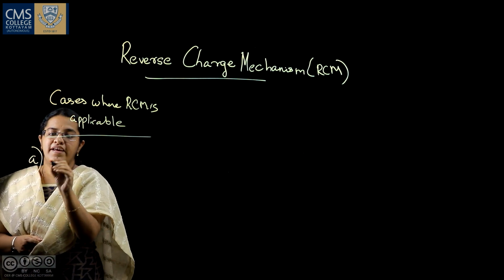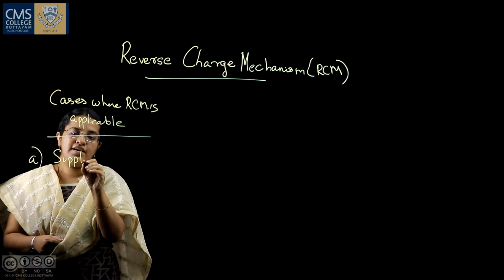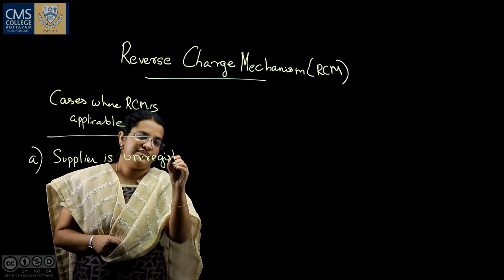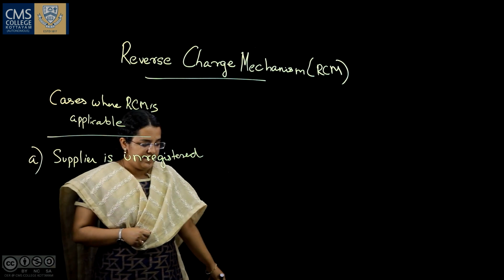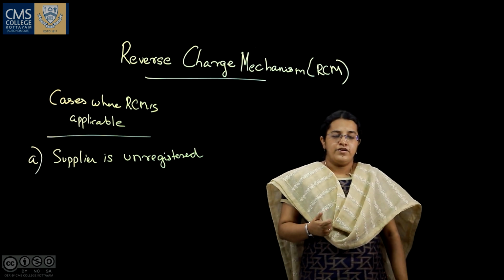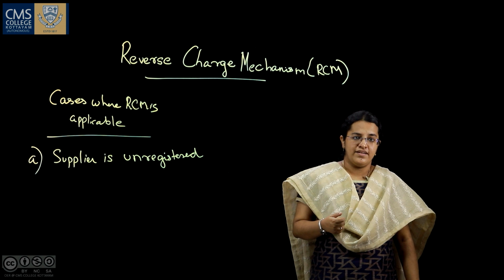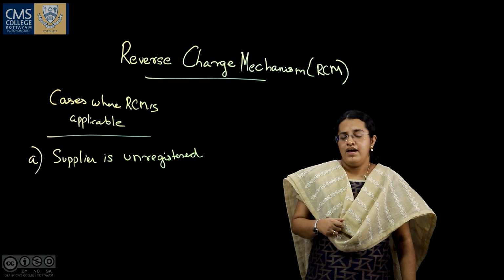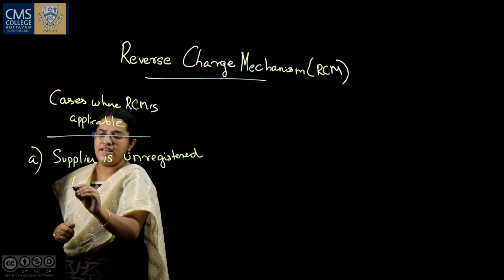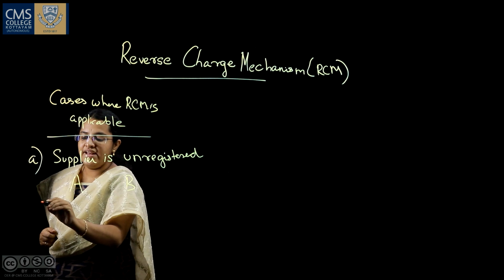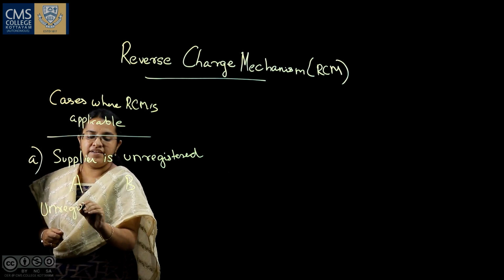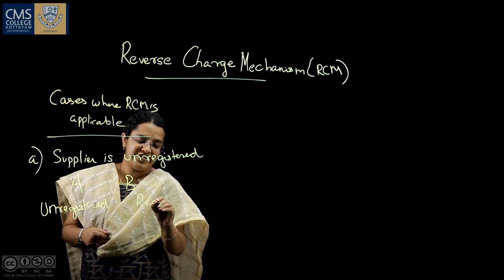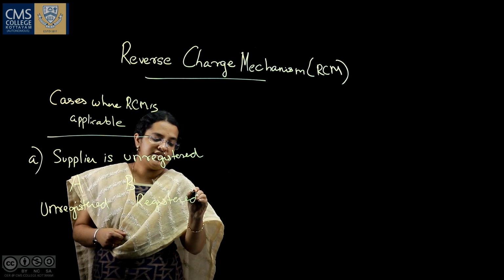The first situation where RCM is applicable is when the supplier is unregistered. For a dealer to get himself compulsorily registered under GST, his turnover in a year needs to cross 40 lakhs. Now, supposing we have two parties, A and B. A is the supplier and he is unregistered. B, as the receiver of goods and services, is registered with the GST department.